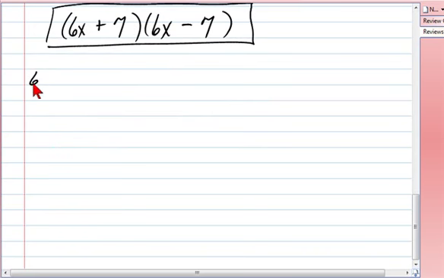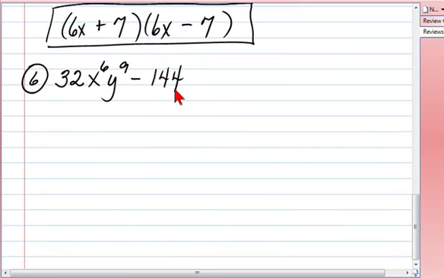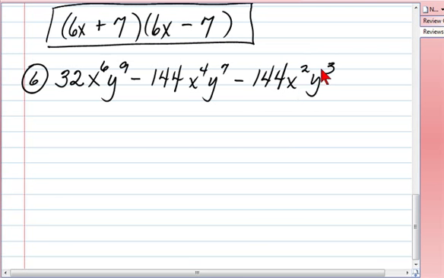Problem number 6 is not going to be a lot of fun to copy. It is 32 x to the 6th, y to the 9th, minus 144 x to the 4th, y to the 7th, minus 144 x to the 2nd, y to the 3rd. All right. Is there a common factor? I hope so.